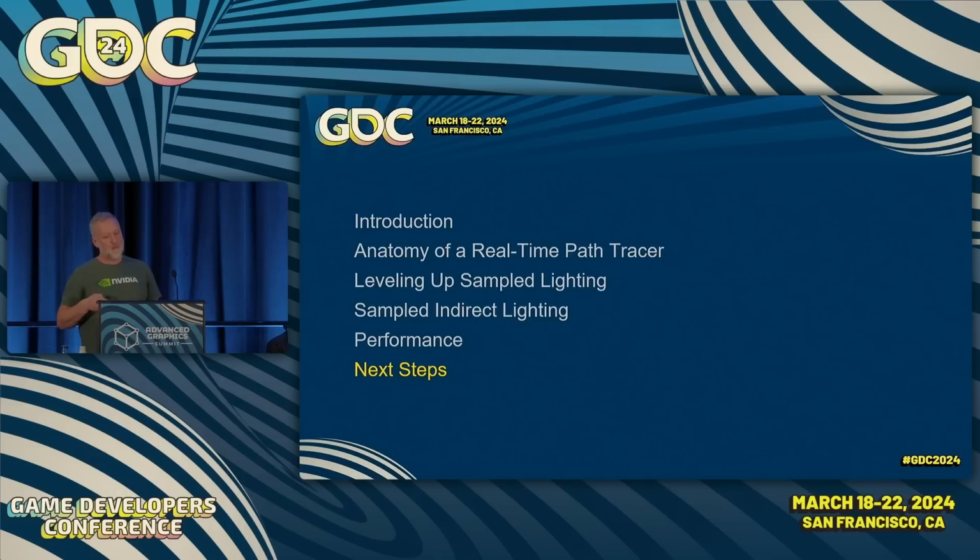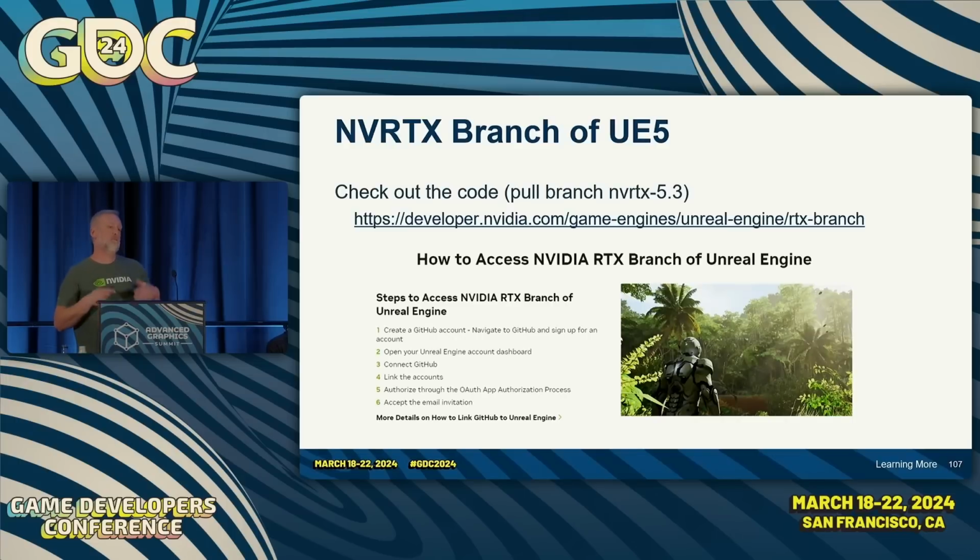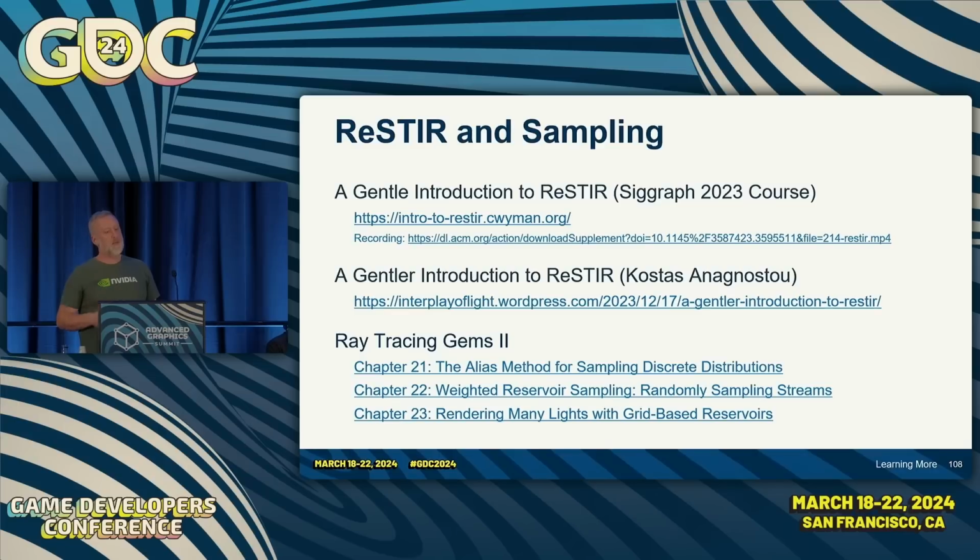I'm not going to talk about some next steps today: fog, volumetrics, transparency. We've done some things in this space, but we don't have time to go deeper into it. As Adam mentioned previously, all this stuff is available in our NV-RTX branch, so you can go look at the source code right now if you want to. And then additionally, we have some other ReSTIR and sampling talks at GDC this week. This is some other resources on ReSTIR and sampling that you may want to take a look at.